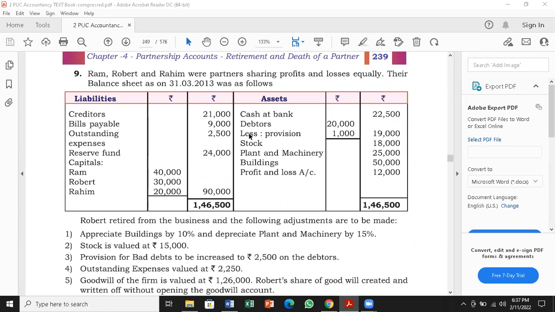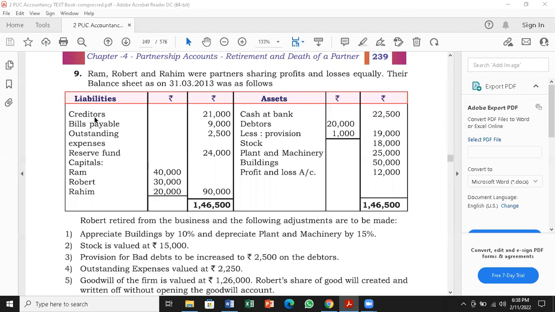Cash at bank, asset side, cash at bank, debtors, less provision. Provision is for doubtful debts or bad and doubtful debts. Earlier we took it as PDD, so that one only, PBD, the same thing. Stock, plant and machinery, building, and the last one is profit and loss account. The profit and loss account is a loss to be shared among the partners.